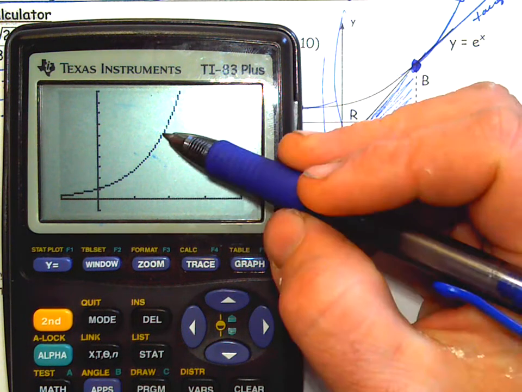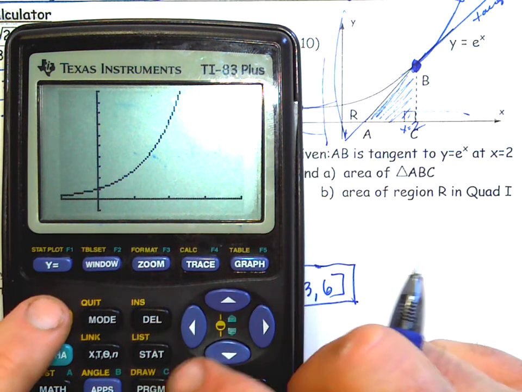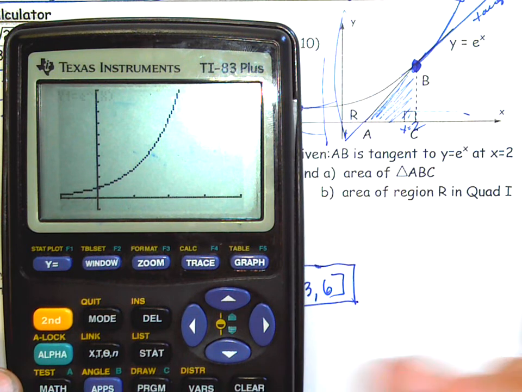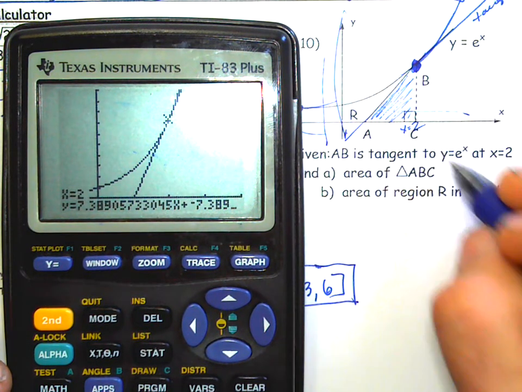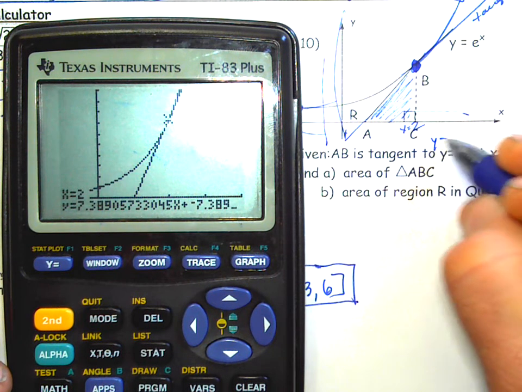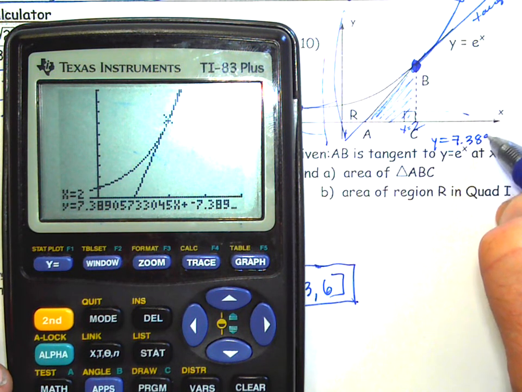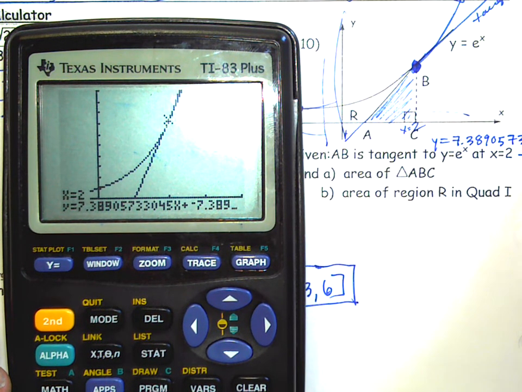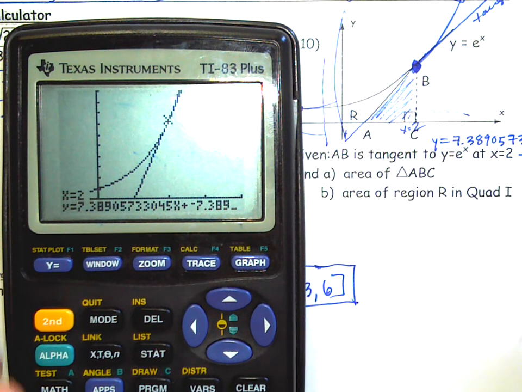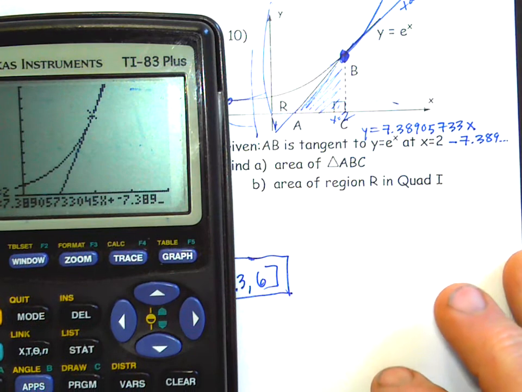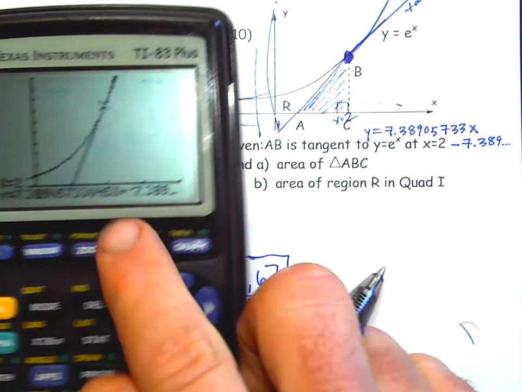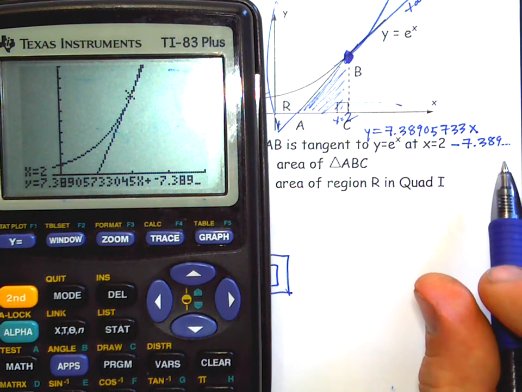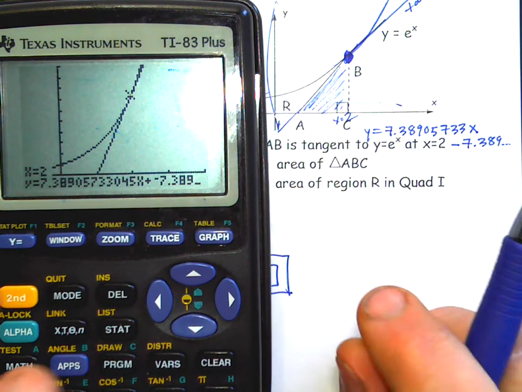And there's 2. So the quick way of doing the tangent line is to go second, program, draw, number 5, tangent line, and type in x equals 2. It draws it and it gives you the formula for the tangent line down here below. Y equals 7.3890573. I think that's enough. X minus 7.389. Now the problem with this, illustrating the problem, is that it cuts it off. And because our slope had so many decimals in it, the y-intercept got cut off to 3 decimals, which is kind of bad, but I'll let it go. So that's the equation of your tangent line.